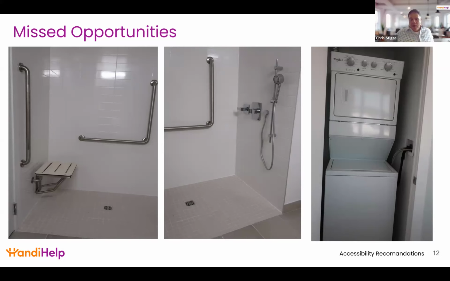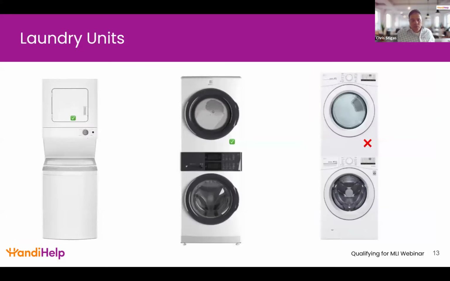On the right is a stackable washing machine. The controls are too high in the stackable washer, so this is not a good fit. To be a good fit, you can have a stackable washer dryer, but the controls need to be in the middle. And on the next slide, I'll show you an example of that.